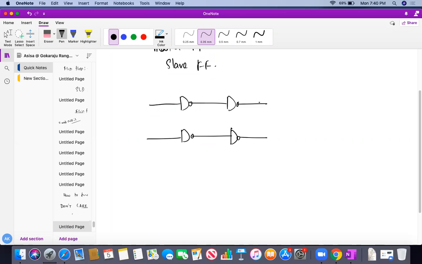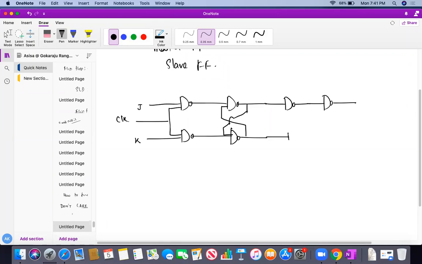And what will happen here? And here is the clock pulse. This is the clock pulse. This is my J and K. And here what will happen? It will go to another pair of NAND gates. So this is now my Q and this is my Q bar, and again here is another input, the clock.